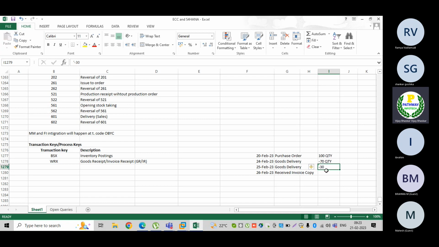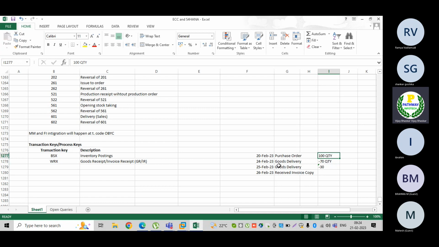Until they deliver the pending quantity, the purchase order will show as an open state. Open state is nothing but it should show the deficit quantity. Once this is delivered, the purchase order will become zero, and the delivered quantity and my purchase order quantity should always be equal. This is one kind of situation.